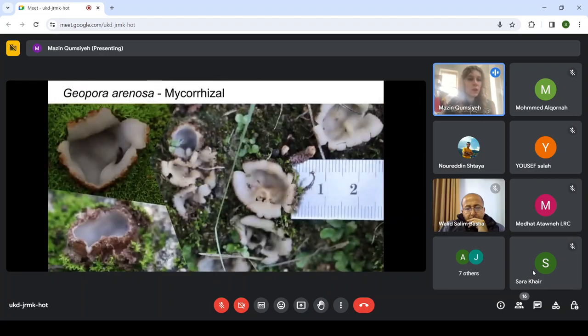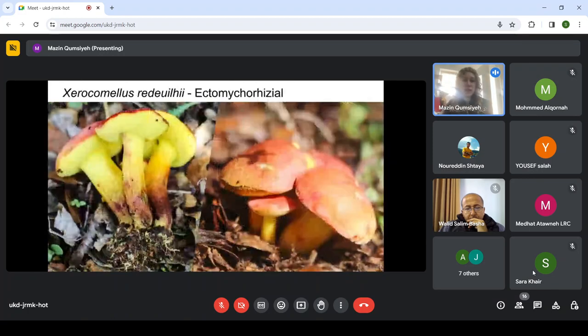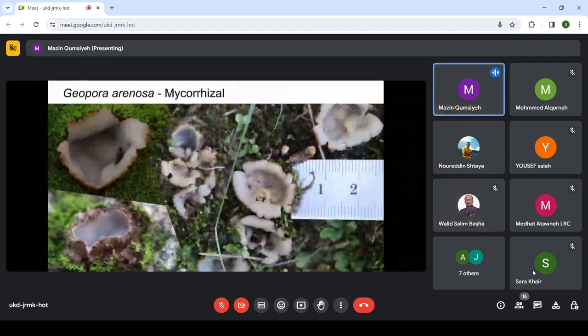Great. So this is Geopora arenosa. It is also mycorrhizal, but this species, rather than partnering with pines like this one, partners with mosses, and you can see the mosses growing all around it, right? So mosses are very primitive plants, right? They're extremely basal on the plant family tree, and mosses are hypothesized to be the first plants to move from the oceans onto land.